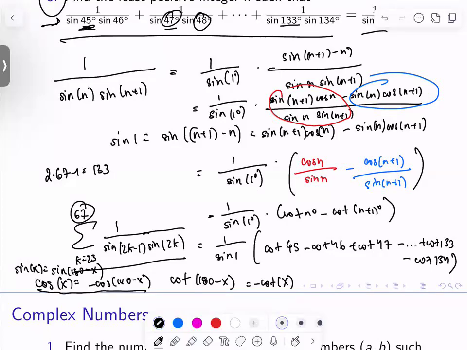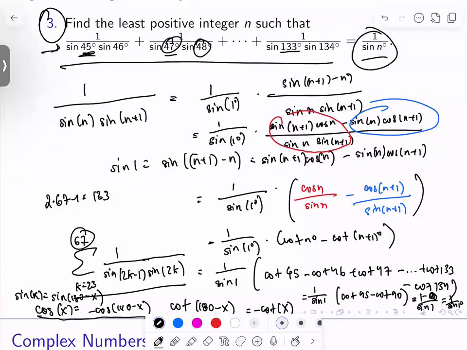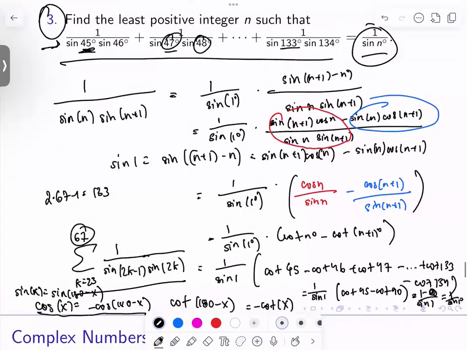And so we can see that almost all of this stuff will cancel out except for cotangent 45 and cotangent 90. And this would end up being 1 over sine 1 times cotangent 45 minus cotangent 90. And that's equal to 1 minus 0 over sine 1, which is 1 over sine 1 degrees. And thus, it wants us to express the sum in terms of 1 over some sine n degrees. And so here we find that n is equal to 1.